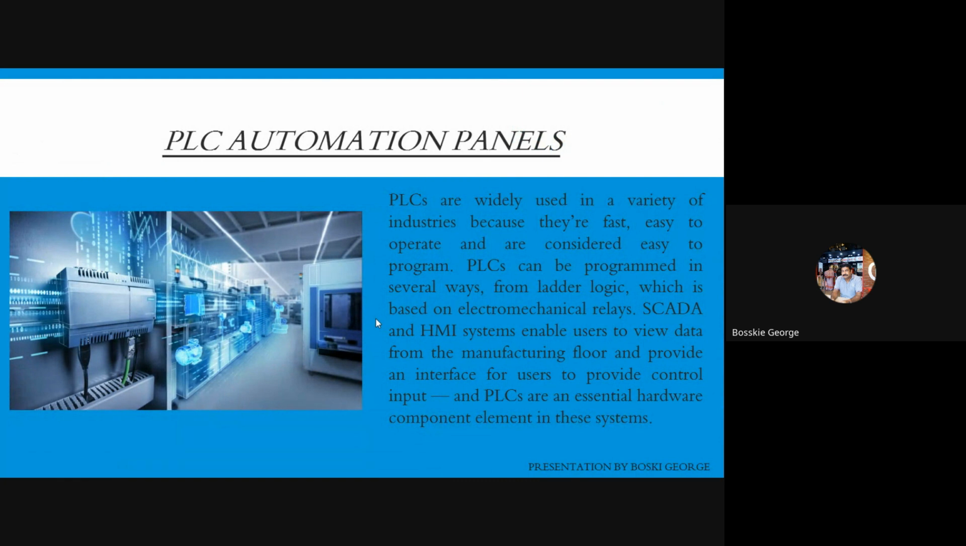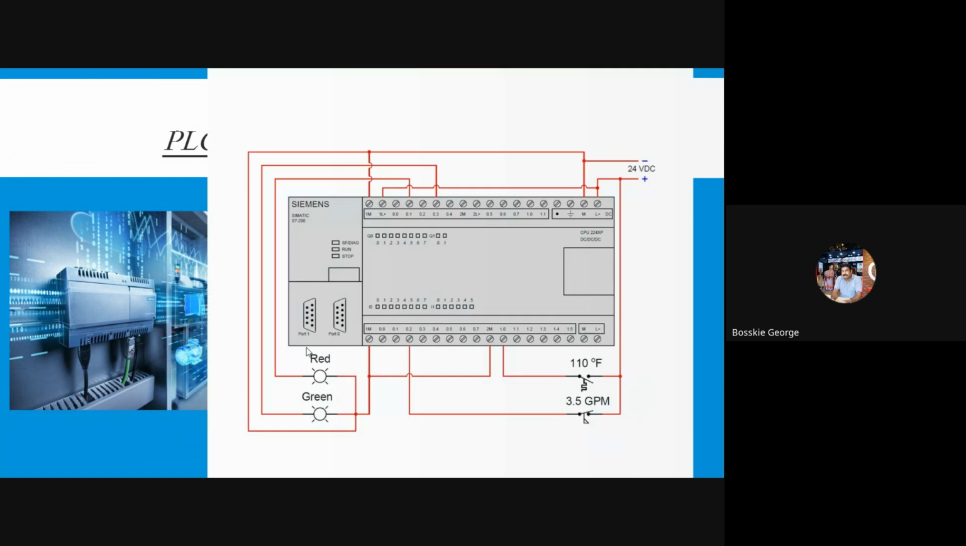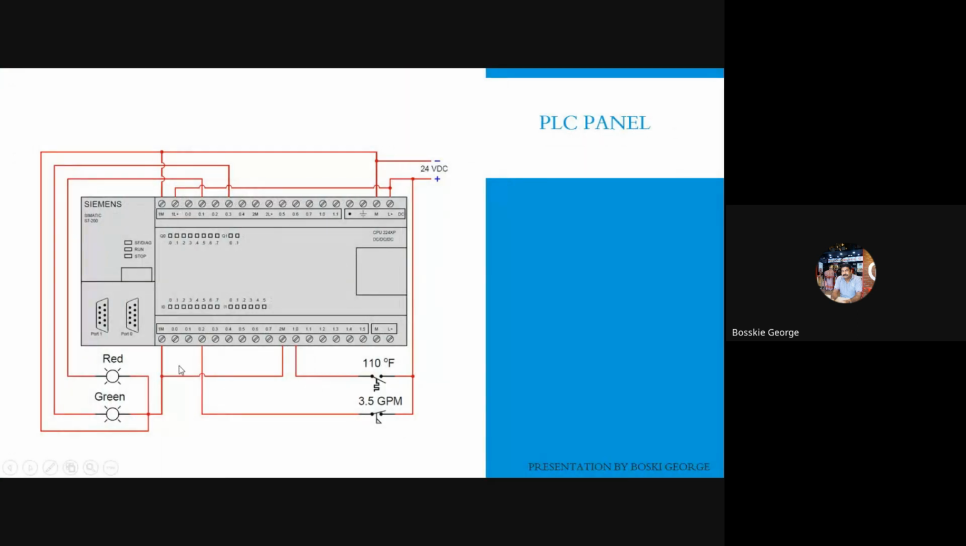Then PLC panels, PLC automation panels. We will design the input and output DIDOs, how many DIDOs will be required for selection of a particular PLC, and what is digital input and what is digital output, how we will select, what is the difference between analog input and digital input, all these things we will discuss. PLC control panels. This is a particular Siemens S7-200 model PLC.